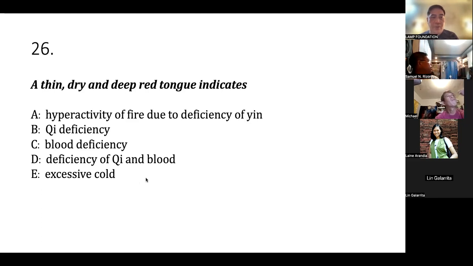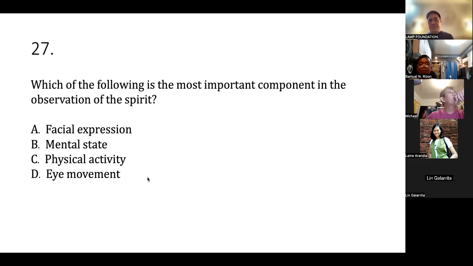Now let's go to number 27. Which of the following is the most important component in the observation of the spirit? Letter D po, eye movement. So sa eye po siya nakikita, hindi sa facial o sa mental o physical activity. Letter D po, eye movement. Kumbaga siya po yung speed ng pagkilos ng mata. Sa mata po, eye movement.